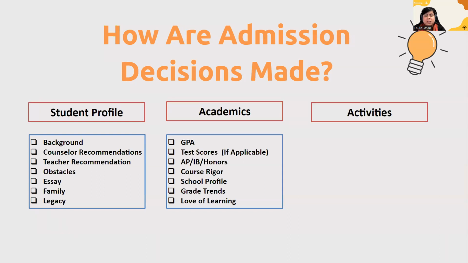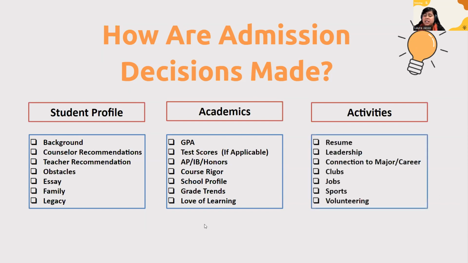So if your student started out in 9th grade with B's and C's, over time, did they improve and do they have straight A's now? That's the kind of thing they're looking at. They're going to look at their love of learning, right? So how is your student demonstrating their love of a particular major or topic that they're interested in?